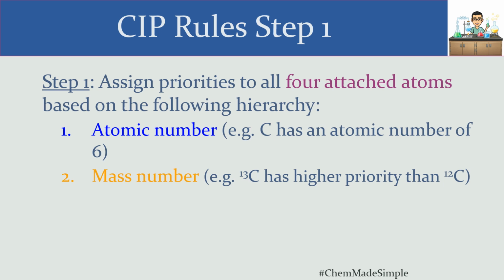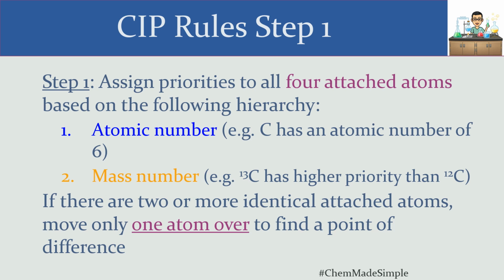And so where things get complicated, especially with organic molecules, is when you have several carbon atoms attached to your chiral center, and all of them are carbon 12s. So the atomic number is the same, the mass number is the same. What do you do then? So if you do have 2 or more identical attached atoms, then what you want to do is move 1 atom over to find a point of difference. And if 1 atom over isn't going to cut it, then move 2 atoms over, and so on and so forth. Okay, there has to be a point of difference, because remember, the reason that carbon is chiral is because we've determined that there are 4 different substituents. So they have to be different in some way.